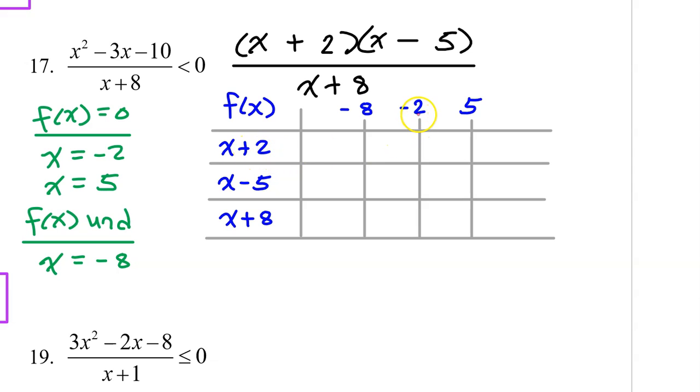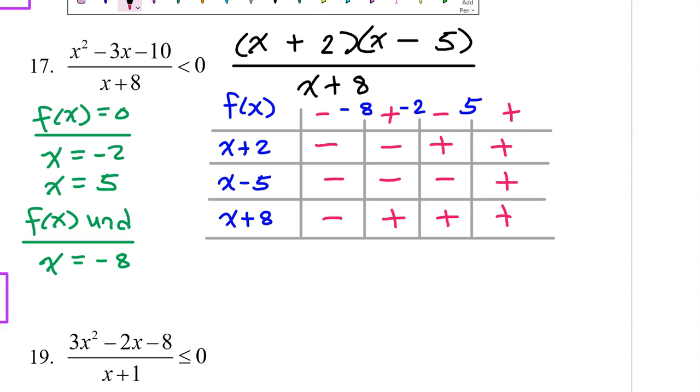X plus 2 gave us the negative 2. It'll be negative to the left, positive to the right. X minus 5 gave us the 5. Negative to the left, positive to the right. X plus 8 gave us the negative 8. Negative to the left, positive to the right. Look at the odd number of negative signs. F of x will be negative in this interval, positive in the next interval, negative in this interval, positive in this interval. We are looking for where f of x is less than 0.